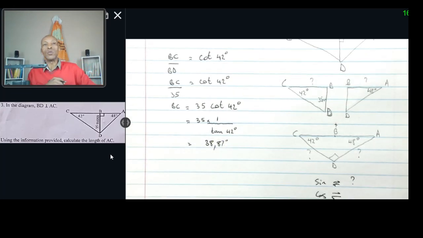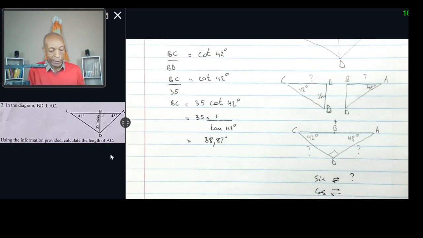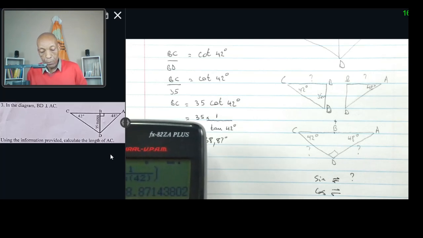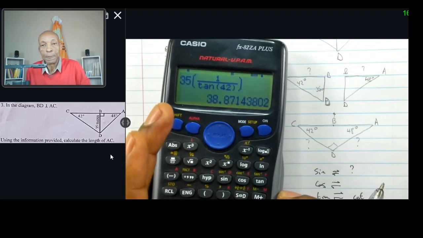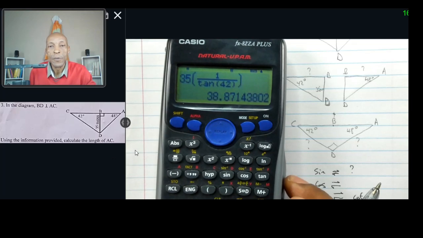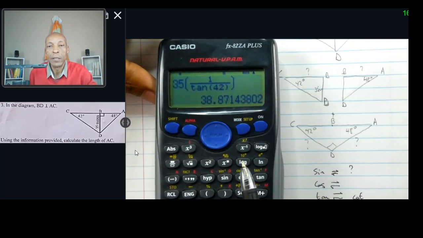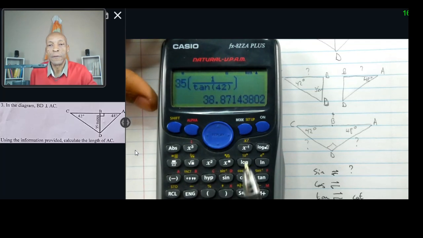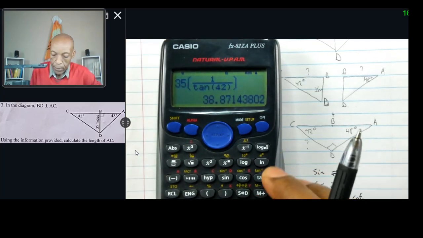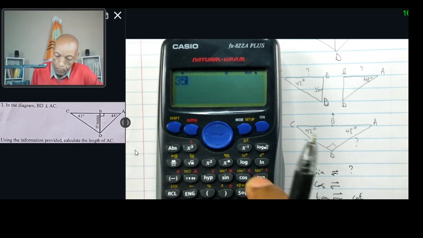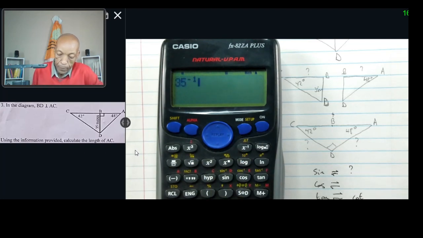I hope you have done that. Then let me show you something. In the calculator, we also have this button here, which is the inverse of something. So if I don't want to press 1 over, what will I do? I'll just say 35. Then I say the inverse of what? No, let me start with the tan first.